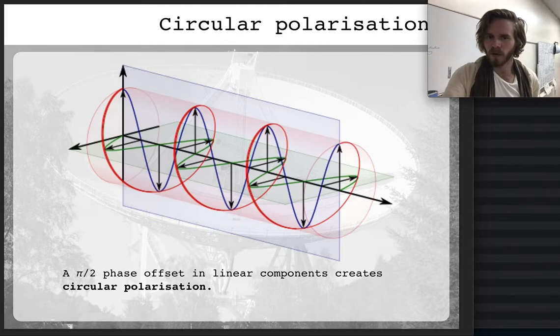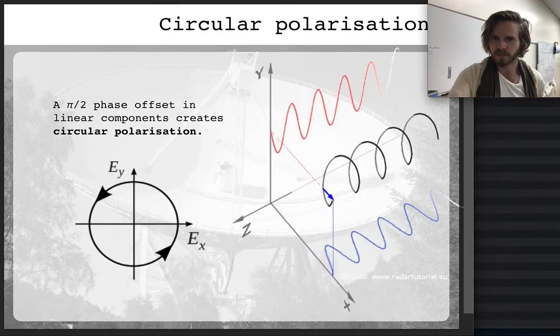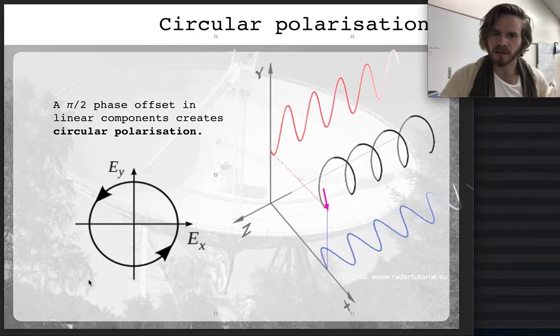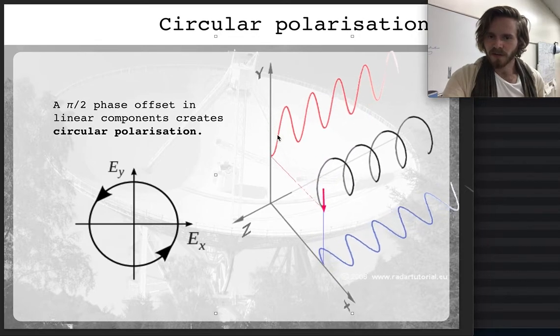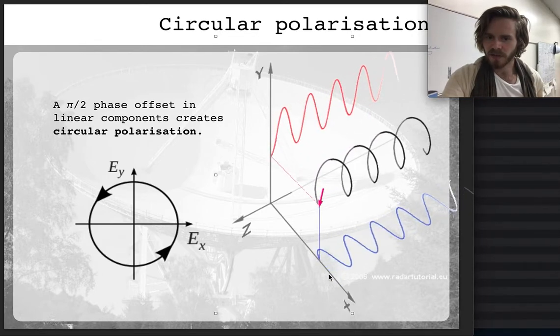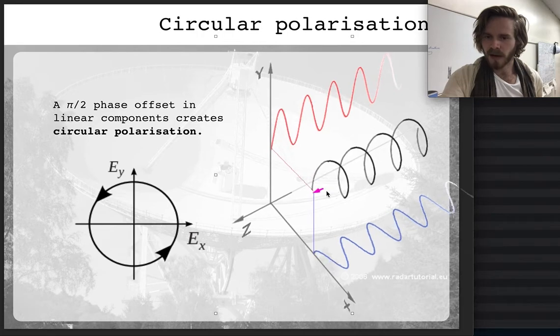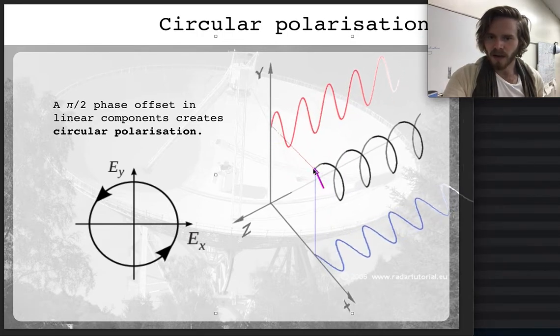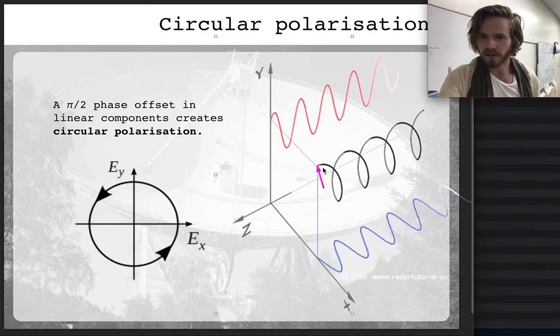So this is what we call circular polarization. And I think this is quite a nice GIF that shows this. You have your electric field in the y direction and your electric field in the x direction, and then the combined field, which is represented here in black. And this arrow here represents the electric field direction.